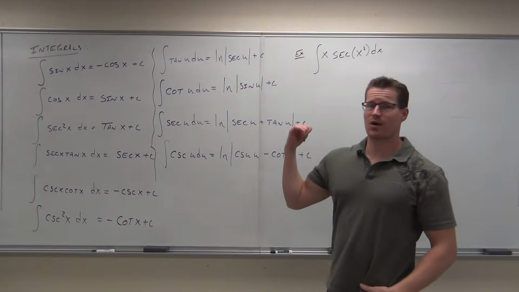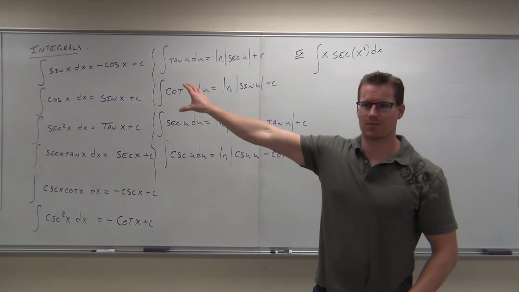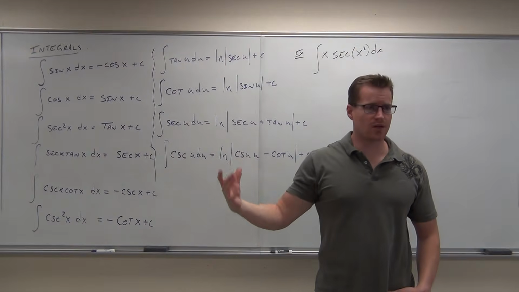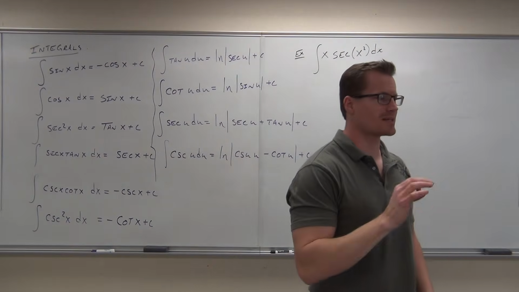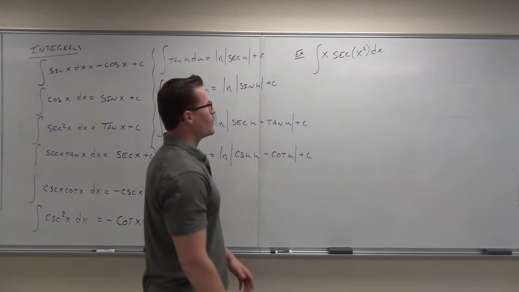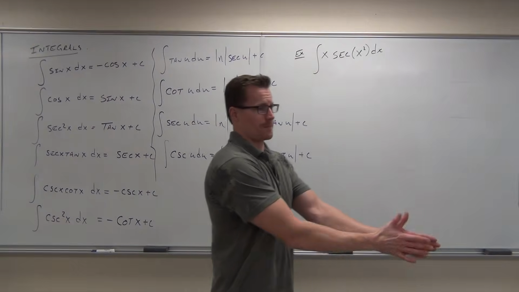Okay, so let's start with our problem. Does it look exactly like something in our integration table? No, it's got x's. It's got an x squared there. It doesn't look like that. So if it doesn't look exactly the same, you're going to do what? Substitution. Let's do substitution. What's the appropriate thing to substitute for here?